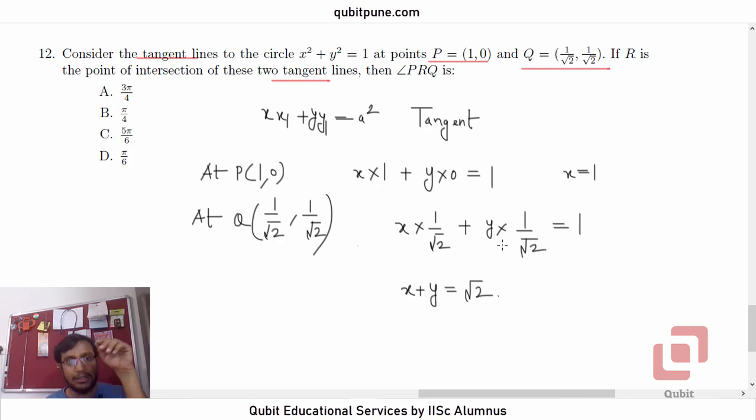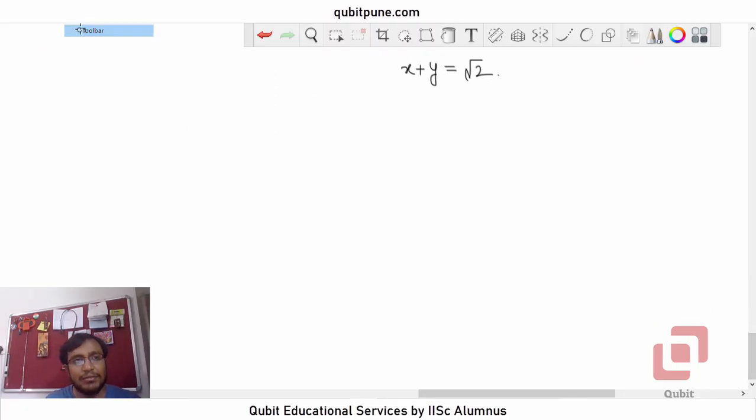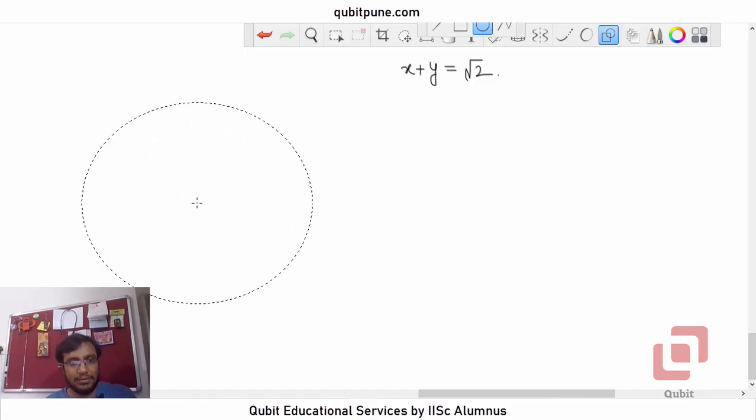Okay, now we need to determine the point of intersection of these two tangent lines, that's R, and we have to also find angle PRQ. Let's try to see if we can solve this problem graphically. Suppose this is our circle.